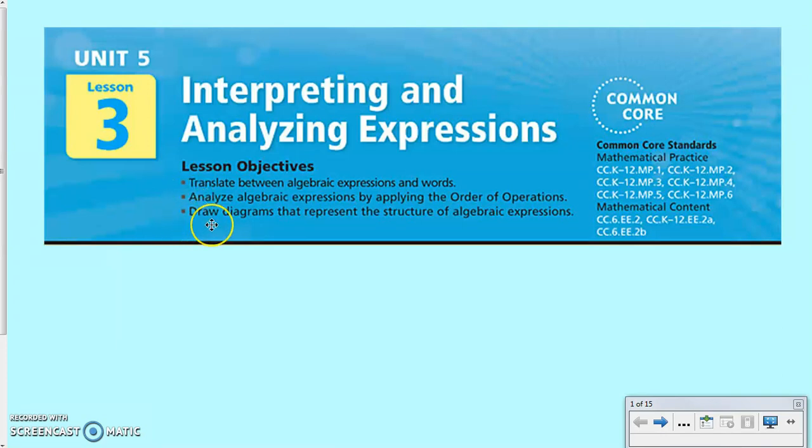We're going to analyze an algebraic expression, and it's going to help us make sure we're doing the order of operations correctly. And then we're also going to draw diagrams that are showing the algebraic expressions that we drew. And again, it should all help us with the order of operations. You're going to need your hardcover book and you're going to need your activity workbook.